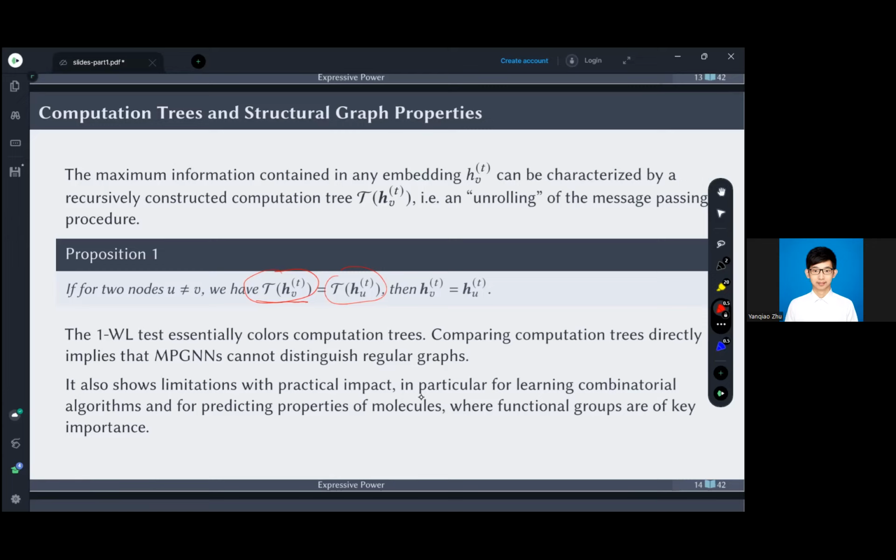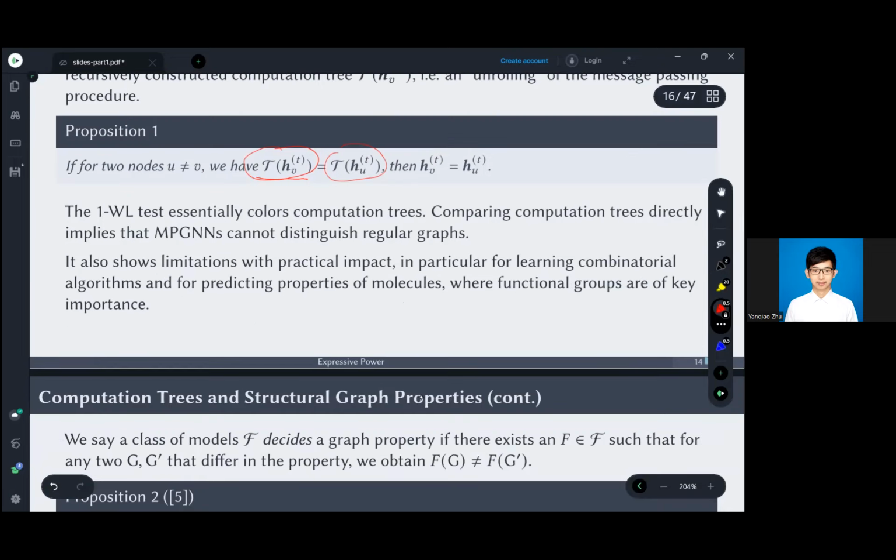Another implication is that it also shows limitations with practical impact. For example, when we want to learn combinatorial algorithms, or predict the properties of a molecule, because in molecules the functional groups are very important, and usually functional groups are at the subgraph level of the input graph. So basically, some portion of the computational tree will resemble each other. In this case, the graph neural network model fails to distinguish between two functional groups.